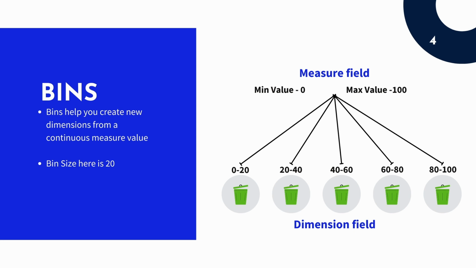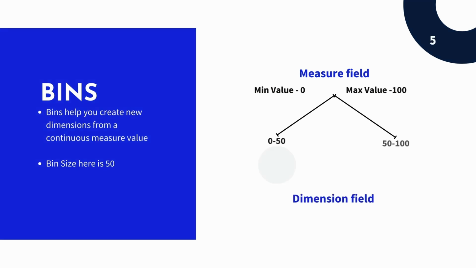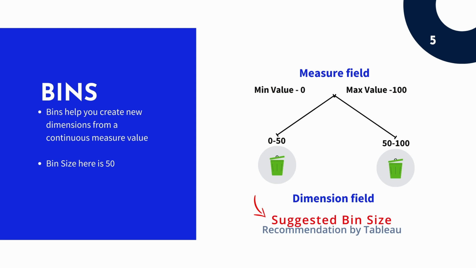Now, the size of the bin can vary based on your requirement. In case you are looking for a bin size that's 20, then the above fits well. However, if you are looking for a bigger bin size, say for example 50, then you will only have 2 bins: one for the range 0 to 50 and the other for the range 50 to 100. Tableau also suggests the optimum bin size, but it is up to you and your data as to what bin size you want to choose.